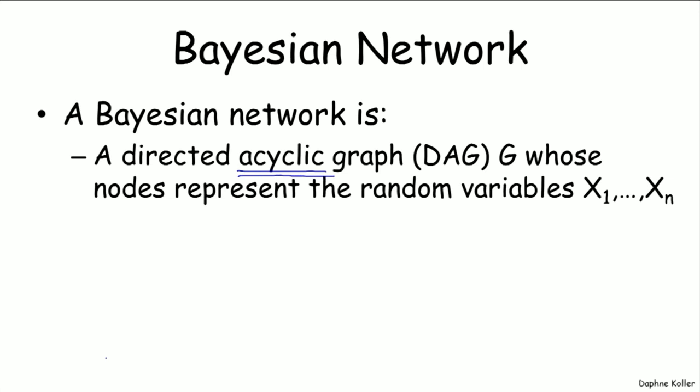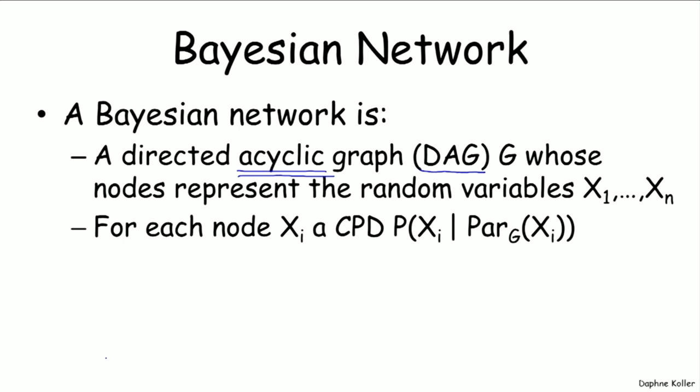Acyclic means it has no cycles. That is, you can't traverse the edges and get back to where you started. This is typically abbreviated as a DAG. And we're going to use the letter G to denote directed acyclic graphs. And the nodes of this directed acyclic graph represent the random variables that we're interested in reasoning about, x1 up to xn.